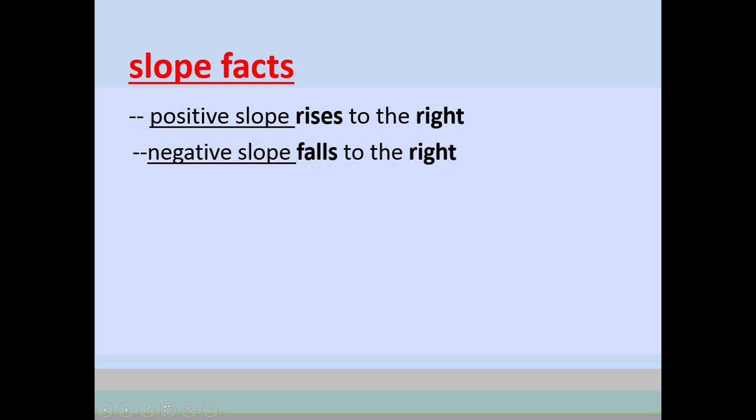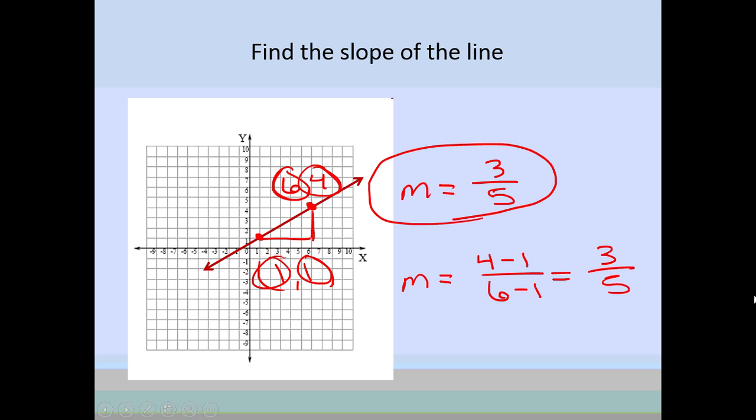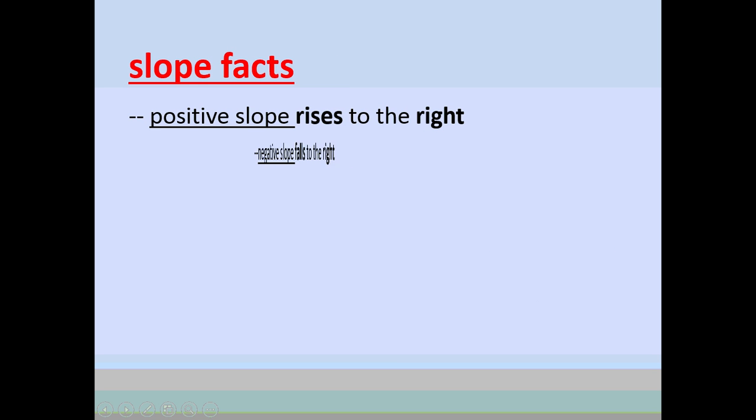Slope is going to be positive anytime your line rises to the right. As your line increases, that means you're going to have a positive slope. Whenever your line drops off, or falls to the right, that means you're going to have a negative slope. On the previous slide, our line increased as we moved to the right. If your line goes downward as you move to the right, you're going to have a negative slope.